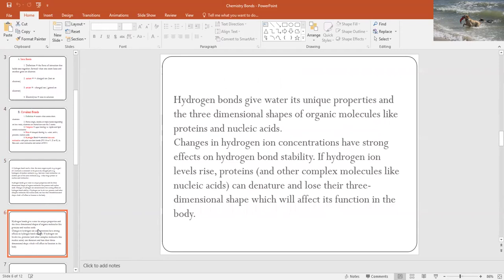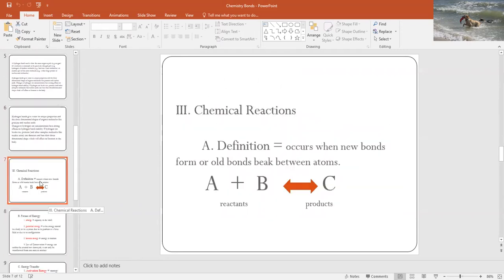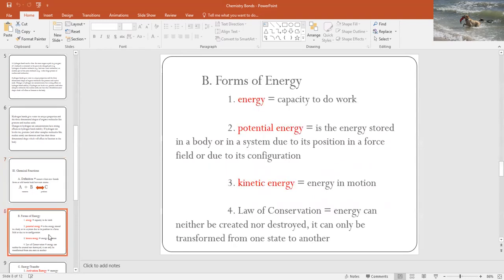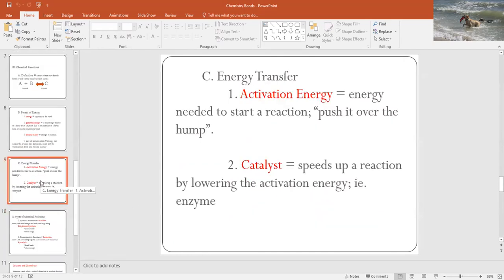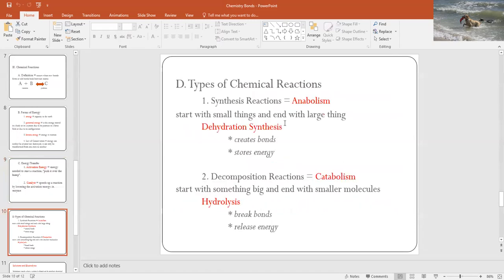And then, hydrogen bonds, you can read through this. I went into a good amount of detail in the event of chemical reactions. If I start with A plus B and the arrow points to C, then A plus B would be the reactants and C would be the product. If the arrow was pointing from C over to A plus B, then C would be the reactant and A plus B would be the products. So the arrow points to the product. This is just showing you that you could have a reversible reaction. Forms of energy: potential energy, kinetic energy, activation energy, catalysts, what they do, types of reactions, anabolic reactions versus catabolic.